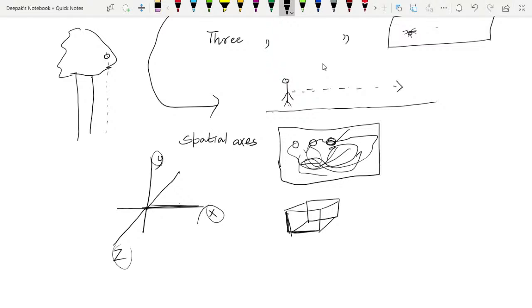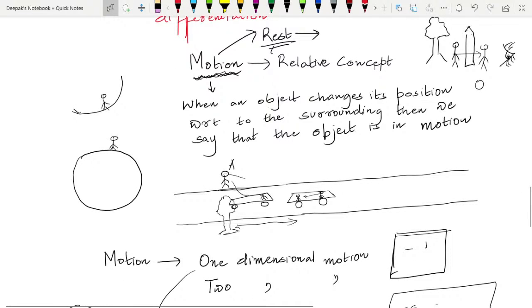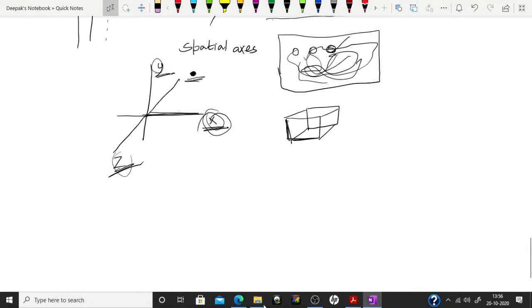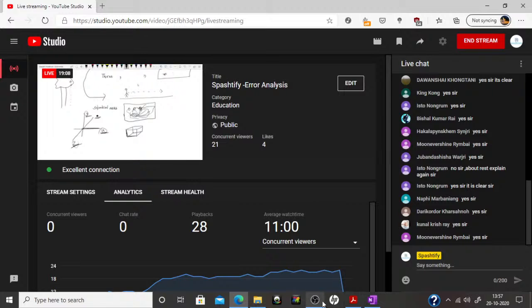If I want to describe an aeroplane, let us say an insect is flying in the room, right? If I want to tell the position of this insect, I will have to use x also, I will have to use y also, I will have to use z also. I have to make use of 3 coordinates. So that's why this is a 3-dimensional motion. But a person that is moving on a road, I can easily tell everything about him just using x or y or z. That's why they are called 1-dimensional, 2-dimensional, and 3-dimensional motion. Is it clear? Yes or no?